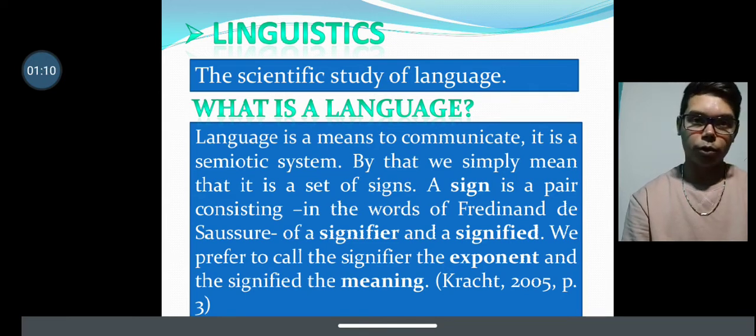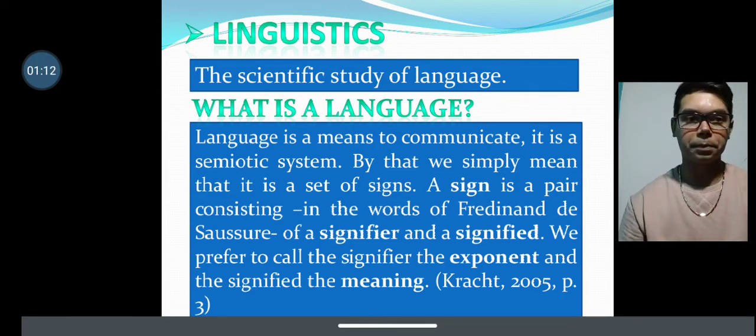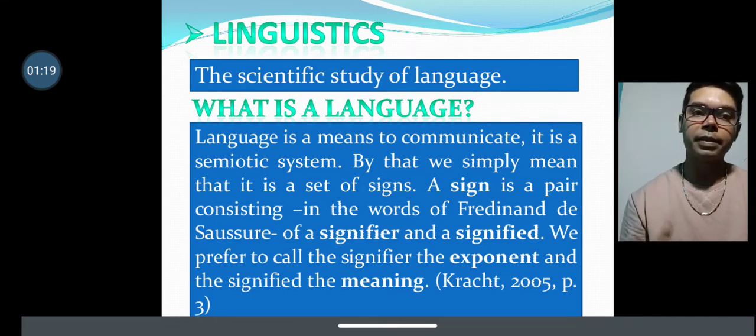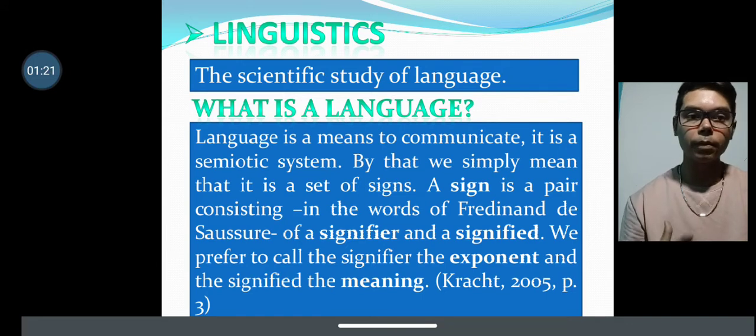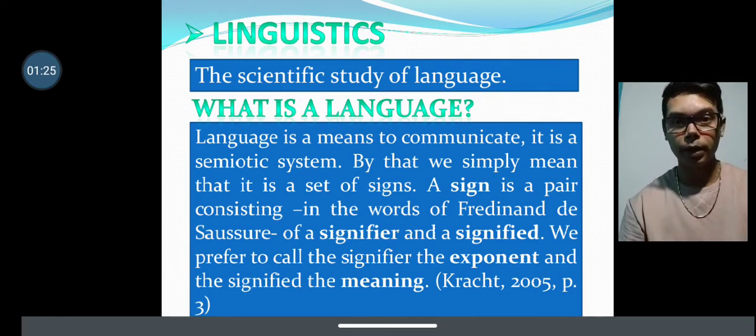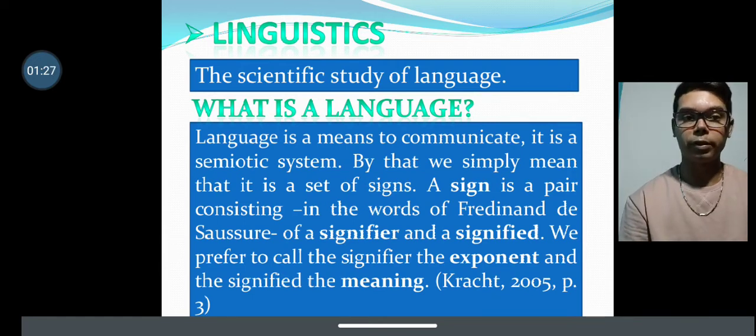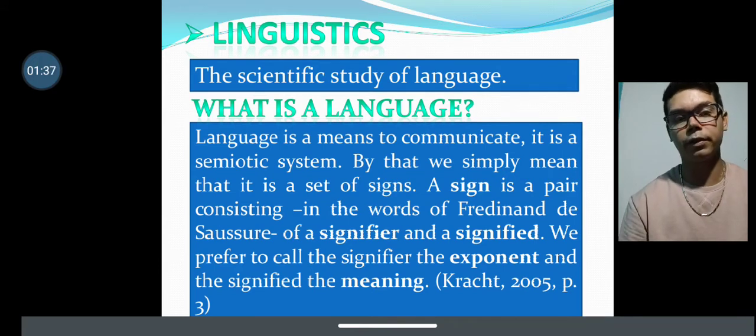And what is a language? According to this perception, language is a means to communicate. And by that, it would mean that it is a semiotic system. And by that, we simply mean that it's a set of signs. A sign is a pair consisting, in the words of Ferdinand de Saussure, of a signifier and a signified. We prefer to call the signifier the exponent and the signified the meaning.